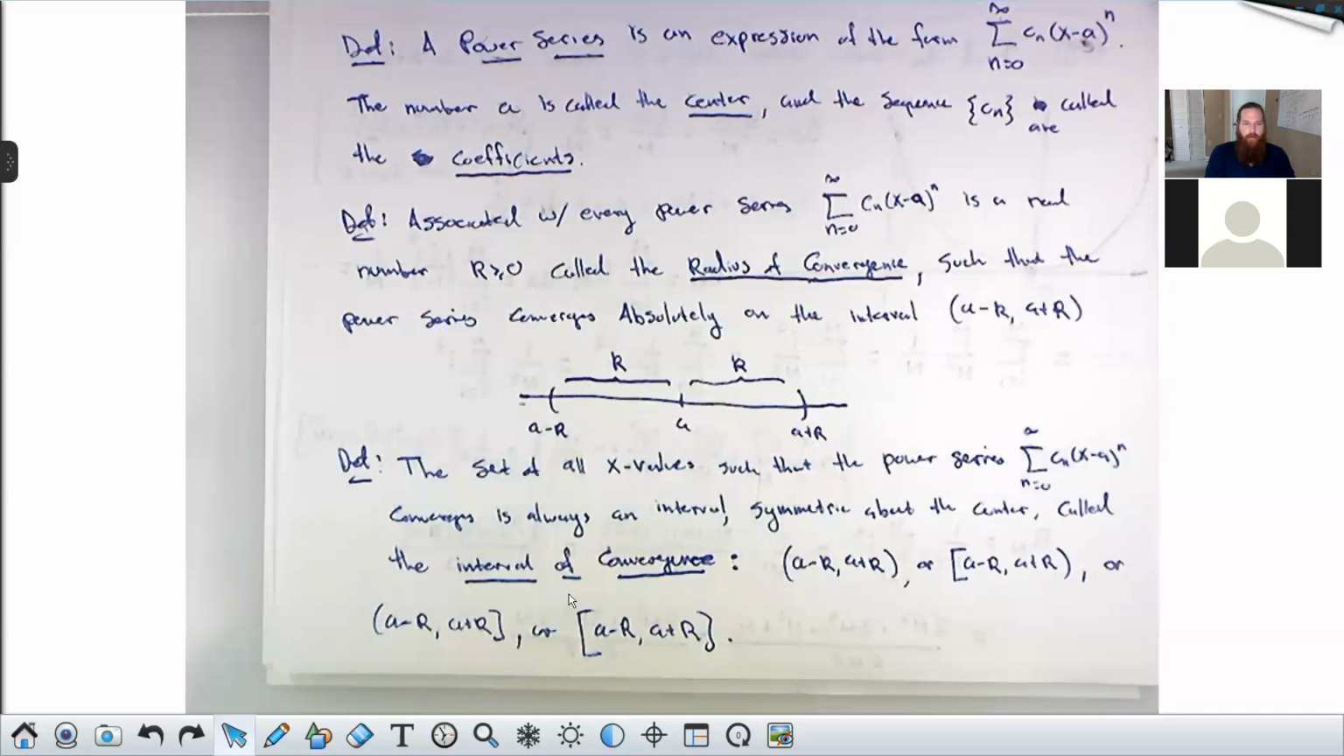So if the interval of convergence is closed at both ends like this, that means if you plug in any of these numbers, you'll get a convergent series. If the interval of convergence is open at both ends, that means you can only plug things in that are strictly between a minus r and a plus r. So if you plugged in a minus r, if this is your interval of convergence, then the series would diverge because a minus r is not an element of this set.